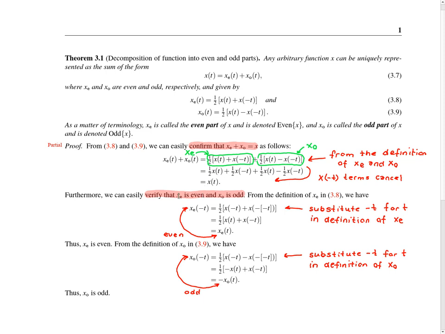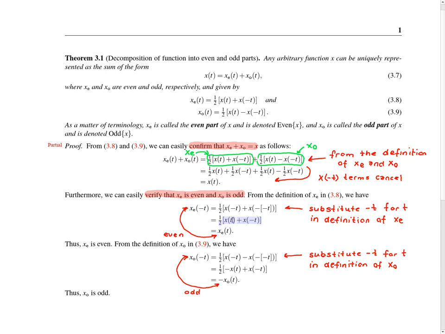So let's start with showing that xe is an even function. The way that we're going to do this is we're going to take the formula for xe from above, which is this formula here, and we're going to substitute minus t for t. In other words, we're going to evaluate this function at minus t. So if we do this, we're going to get this right-hand side here just by substitution. And then we can simplify and rearrange the formula on the right-hand side into this form here.